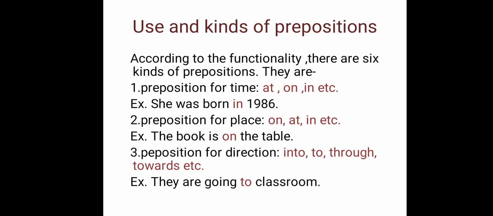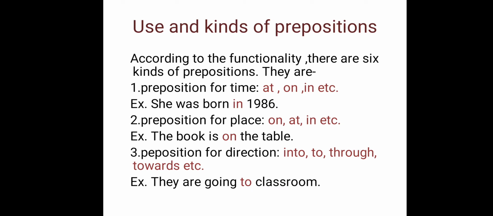Okay, then use and kinds of prepositions. According to the functionality, there are 6 kinds of prepositions. They are: number 1, preposition for time. These prepositions are used to refer to time in various aspects like at, on, in, etc. For example, she was born in 1986. Here, in refers to time.